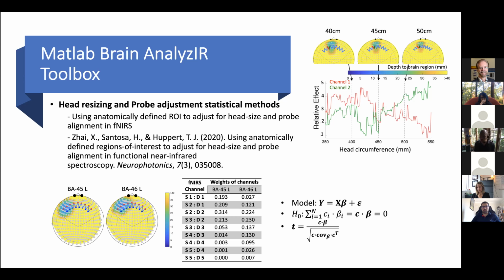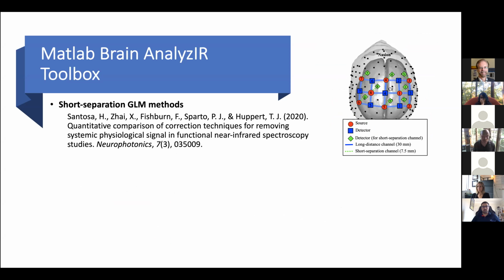And so this allows us to actually define on an individual basis, based on registration, a region of interest statistical test for different regions. And so my grad student, Zui Tong, published this recently, where we showed that compared to taking the nearest couple channels or so, we got a lot better statistical power and the ability to account for things like head size.